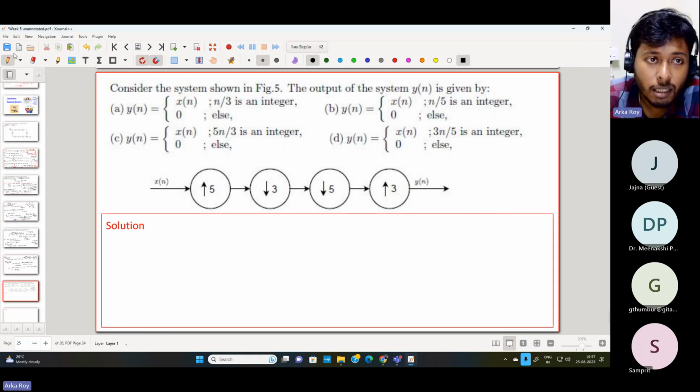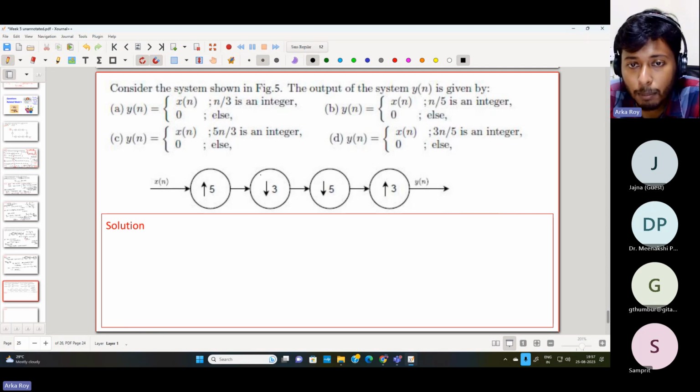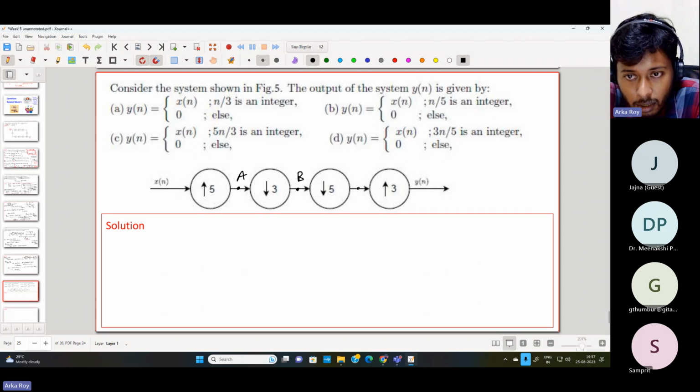You need to consider those things very carefully. Otherwise, some people consider that, okay, this is an upsampling and downsampling operation, this will cancel each other, so anyway I will get the same signal. That is not so; that caution we need to take care of. So let's first solve this particular question. So this is A, this is B, this is C, and this is D.